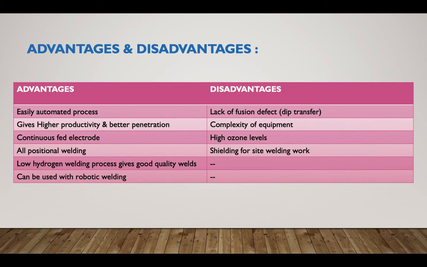And what are the disadvantages? There is a risk of lack of fusion when we use dip transfer mode. Complexity of the equipment setup, higher ozone levels, and shielding is needed for site welding work. When we are welding at the site, in open areas, there will be wind, so there are chances of defects like porosities.